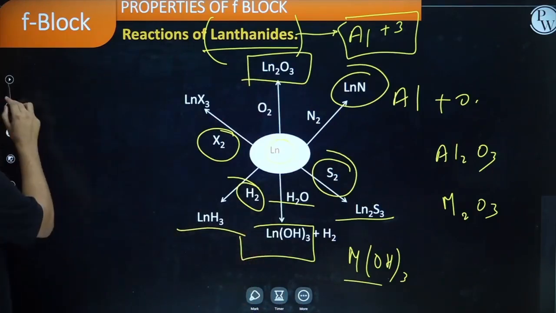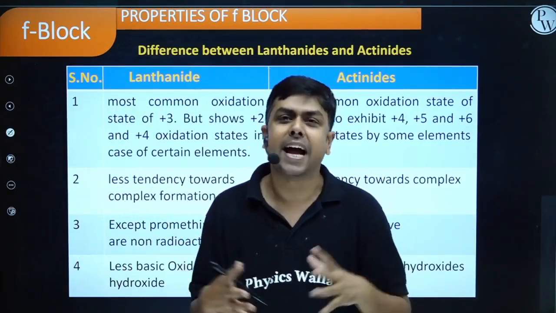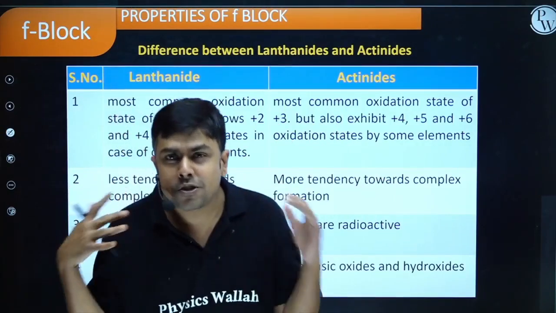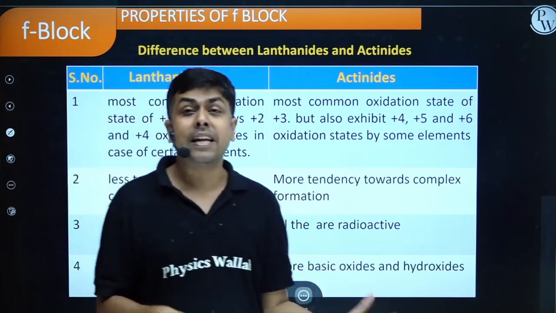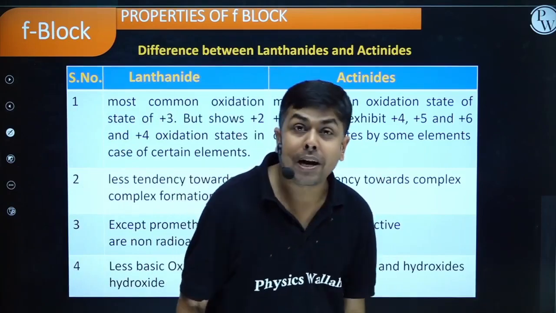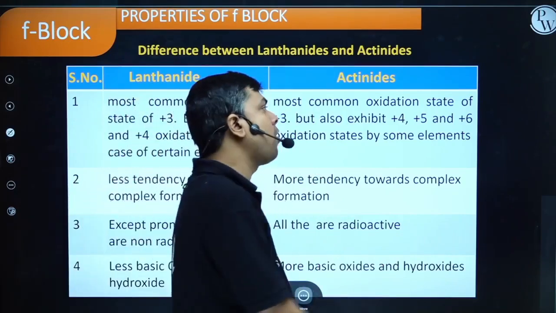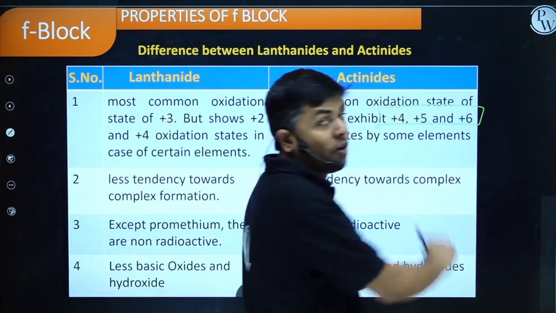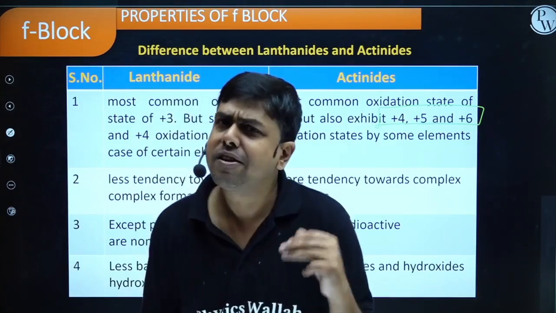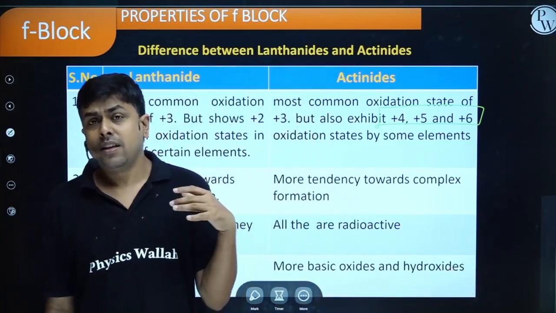Okay, next. Now let's discuss the difference between the lanthanide series and the actinide series. Students, if I talk about the oxidation state, the most common oxidation state of lanthanides is +3. The most common oxidation state of actinides is also +3. But actinides, apart from the +3 oxidation state, exhibit oxidation states of +4, +5 and +6. Whereas lanthanides in general show an oxidation state of +3. There are a few elements which show oxidation states of +2 and +4 also, like Eu and Yb.